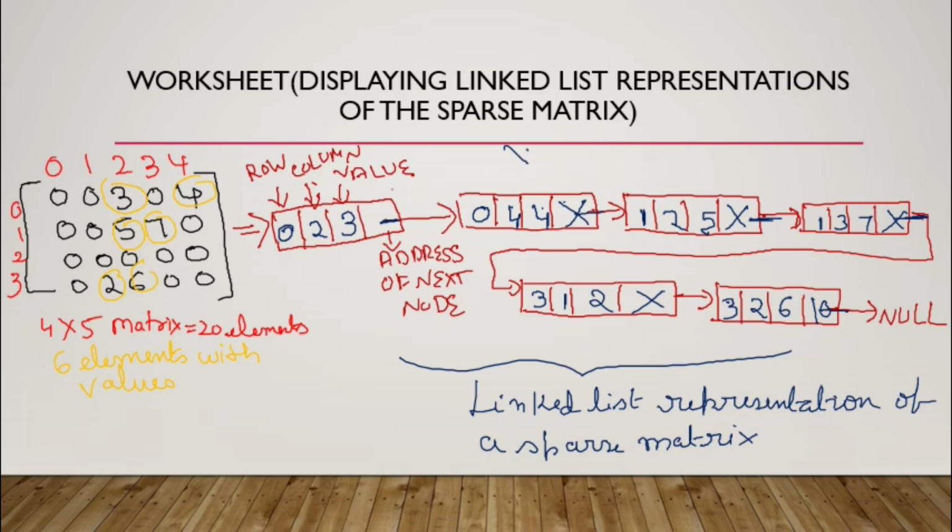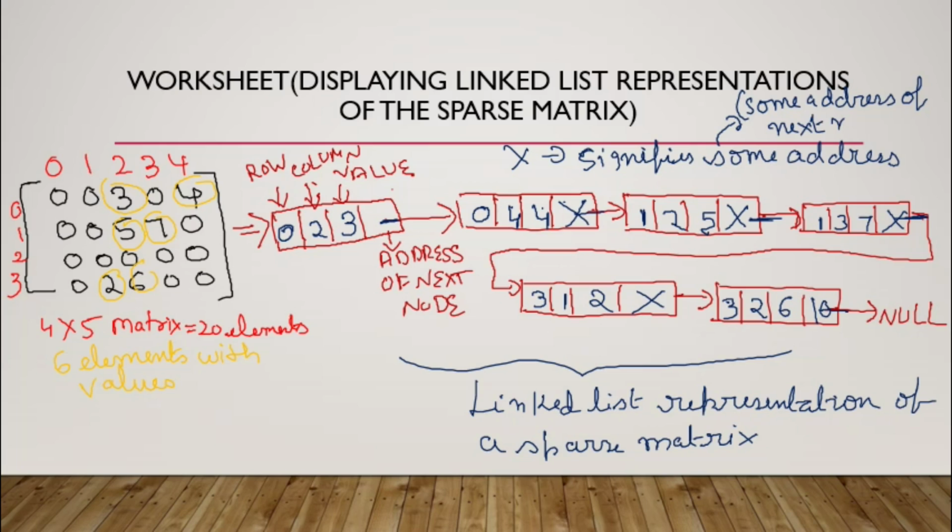And the cross signifies some address. Some address of the next node. That is important: the next node's address. Okay, so this is the linked list representation of the sparse matrix.